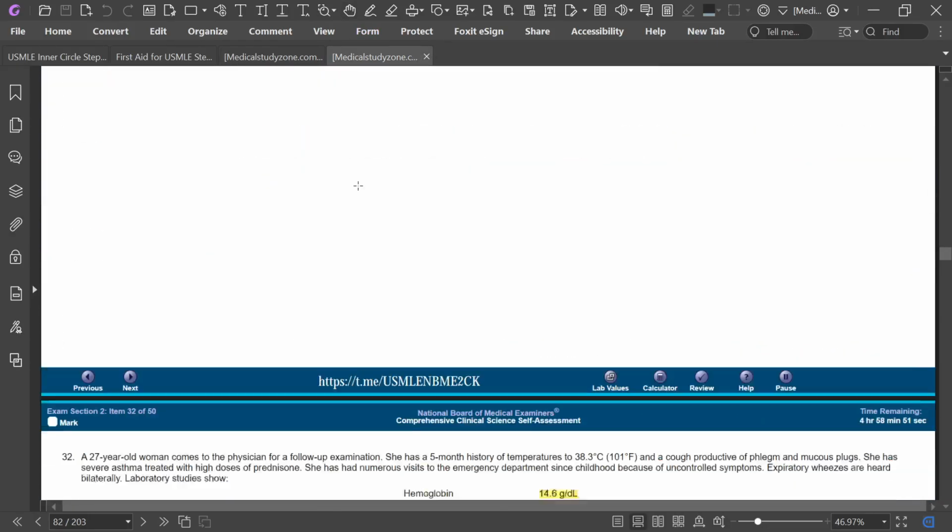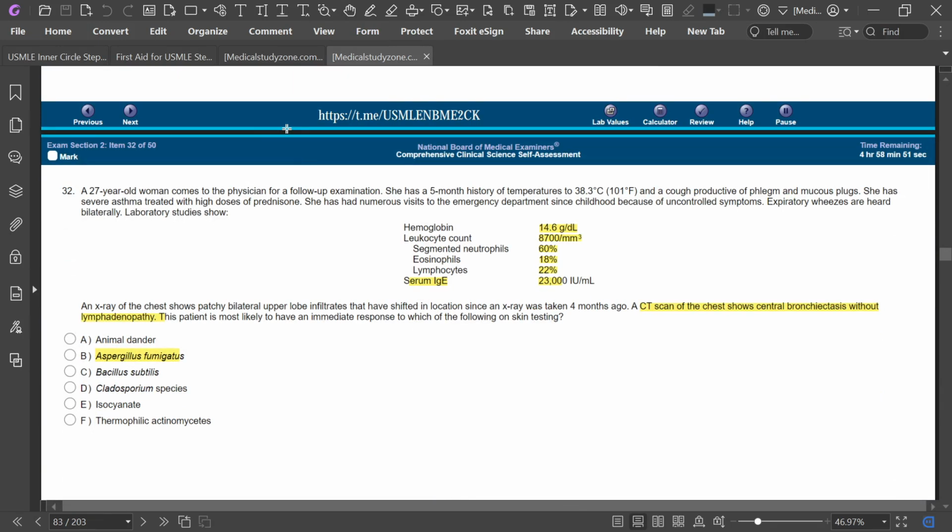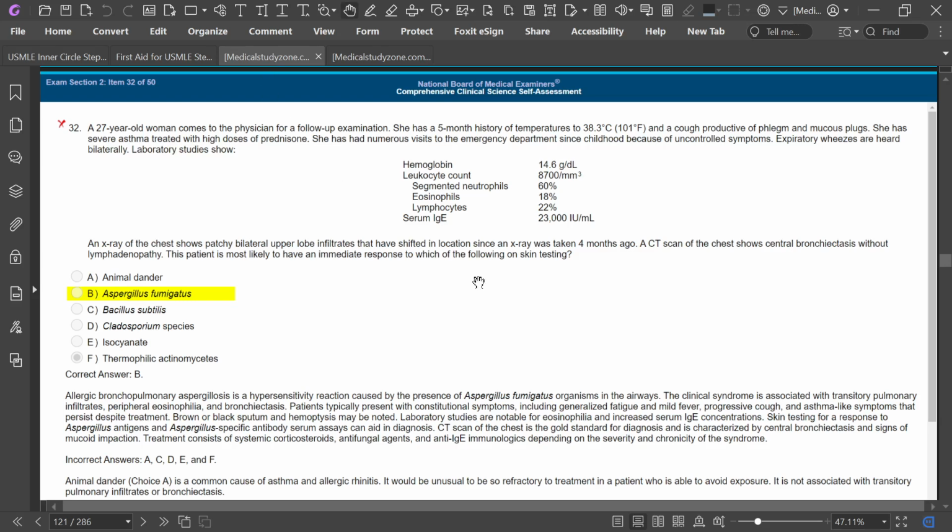Labs: hemoglobin is normal. Leukocyte count normal. Segmented neutrophils are fine. Eosinophils are high. Lymphocytes are low. Serum IgE is very high.